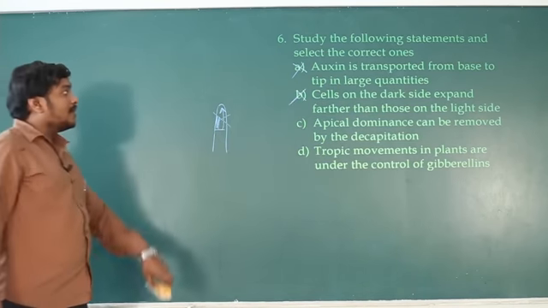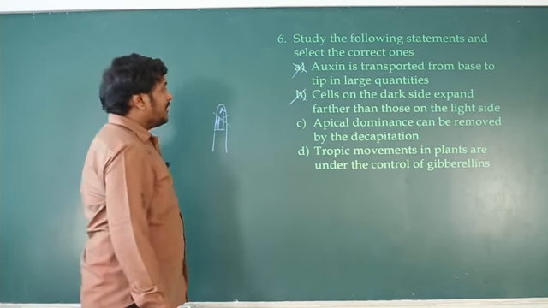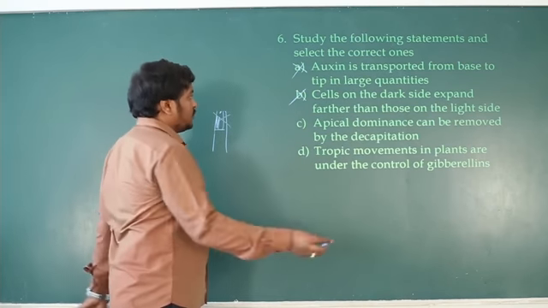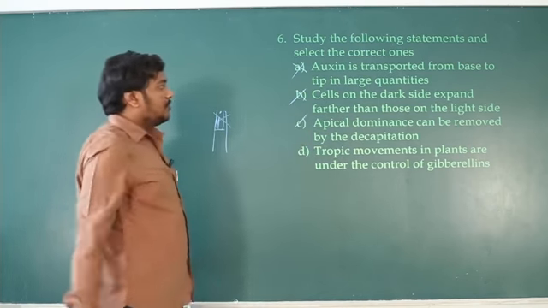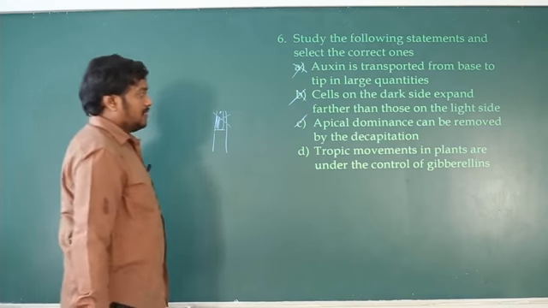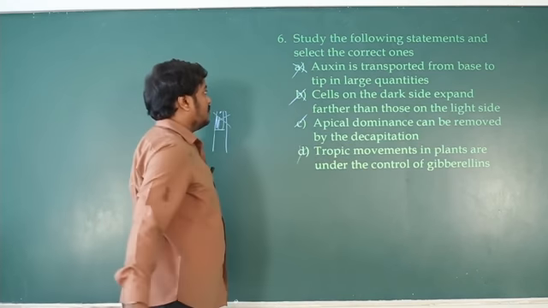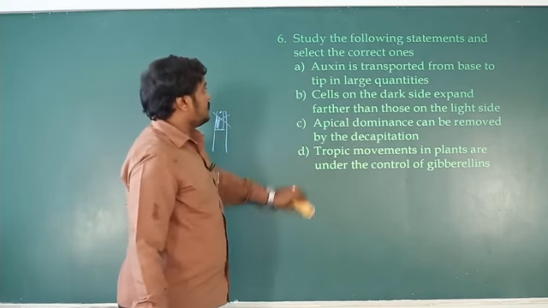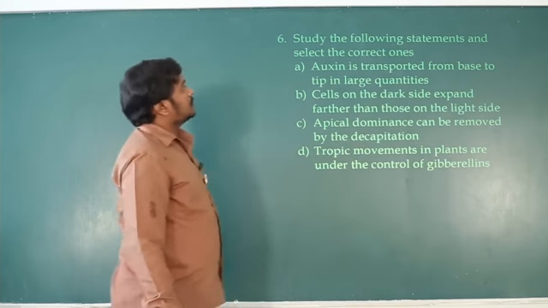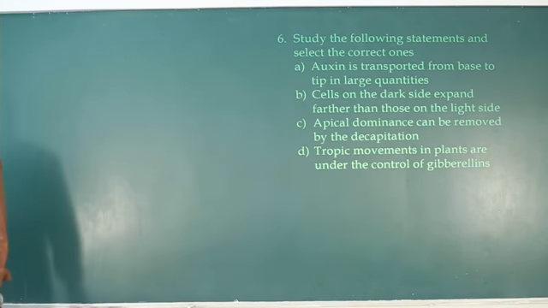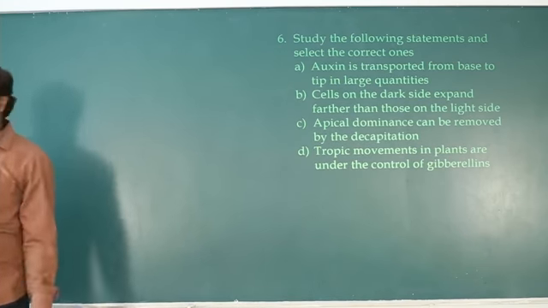Apical dominance can be removed by decapitation. If you remove the tip, of course you can remove the apical dominance. Tropical movement in plants is under the control of gibberellins? No, it is under the control of auxin. So C is the right answer. Auxin shows phototropism.